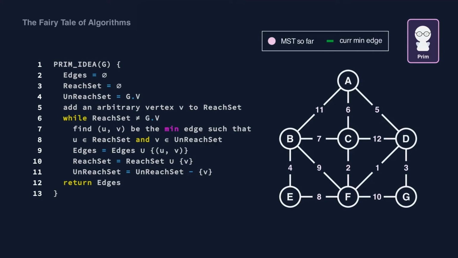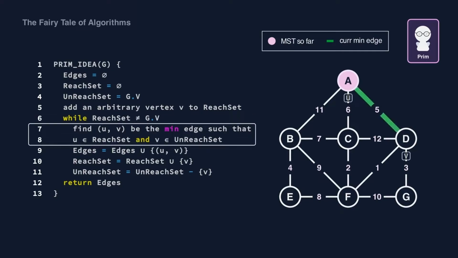Prim always maintains a connected MST and grows it until all nodes are reached. First of all, he selected an arbitrary node as a starting point of this MST. As long as he hasn't reached all nodes, he'll never give up. When deciding which edge to select next, he always selects the shortest edge to the current MST.